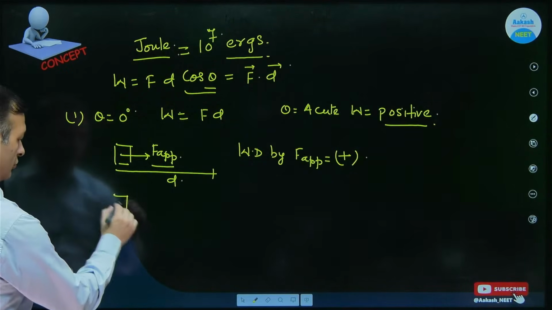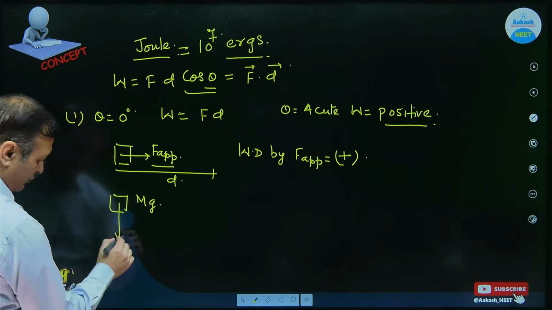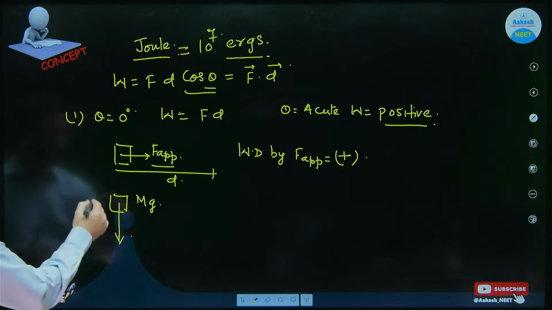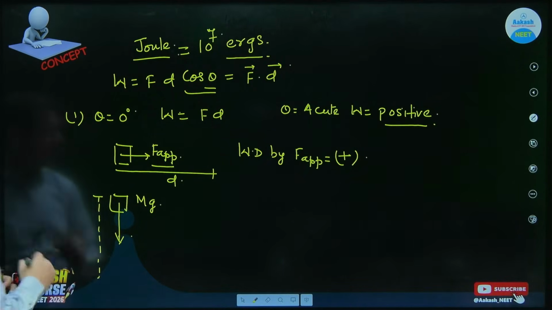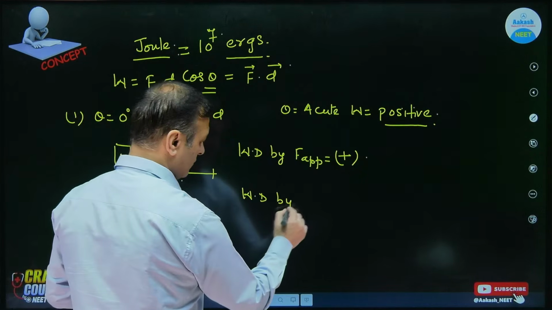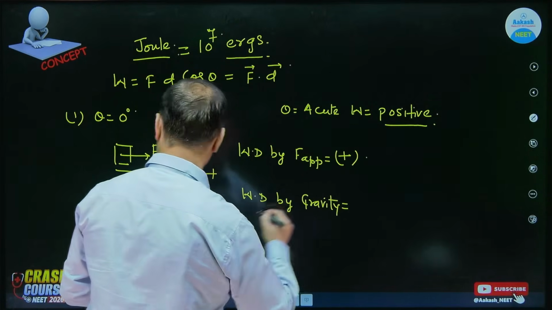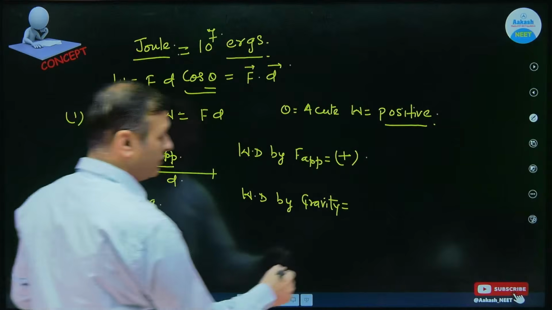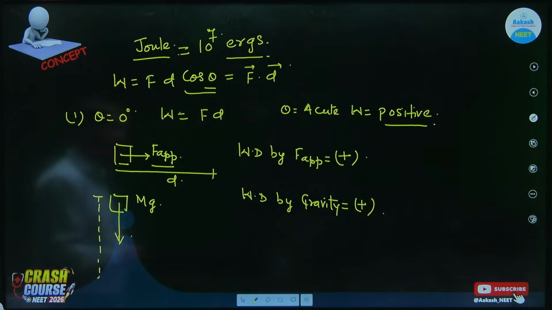Let's suppose you have a body and its weight is acting downward, so you allow this body to fall freely under the effect of gravity. So work done by the force of gravity in this situation, when you allow this body to move downward under the effect of gravity, is positive. Got it?